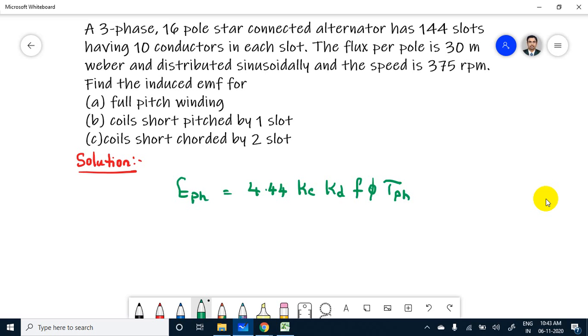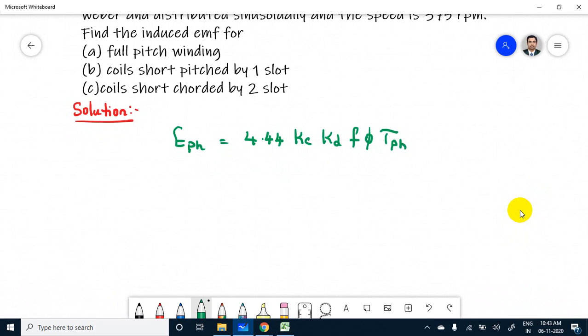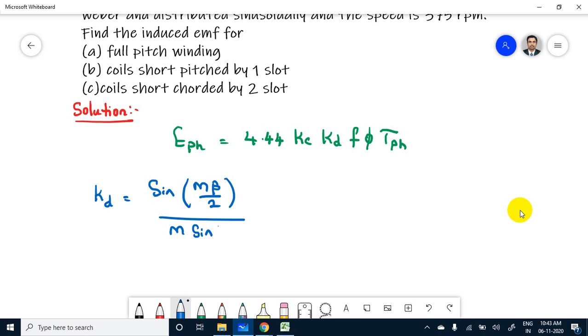So all these parameters now we are going to calculate. The first parameter we can measure is Kd. We don't know Kd. Kd means distribution factor, right? Kd equal to sine of m beta by 2, whole divided by m into sine beta by 2. What is m?